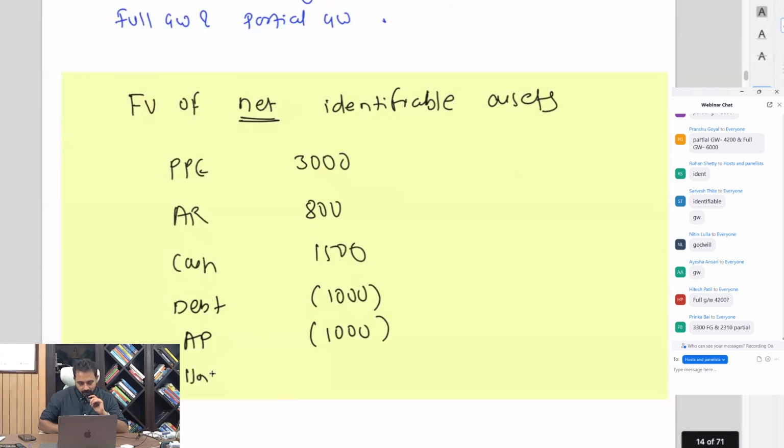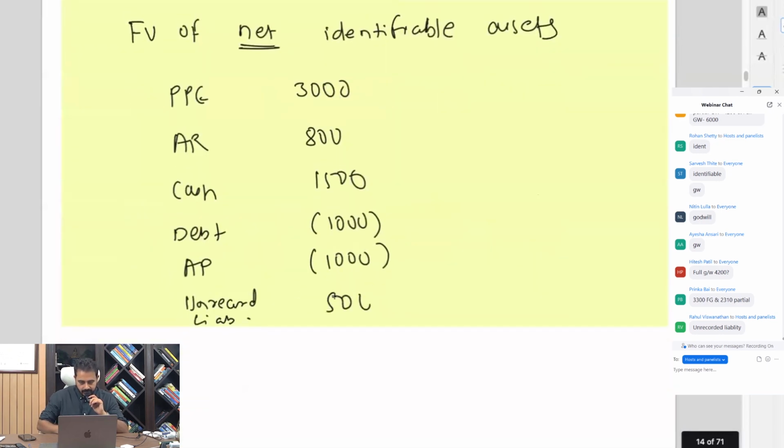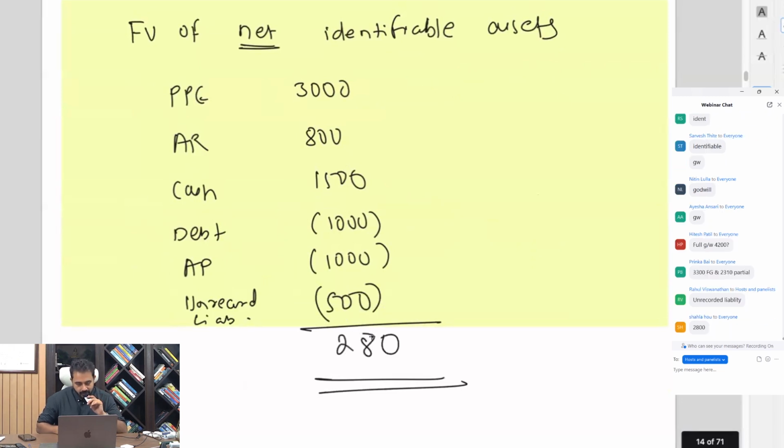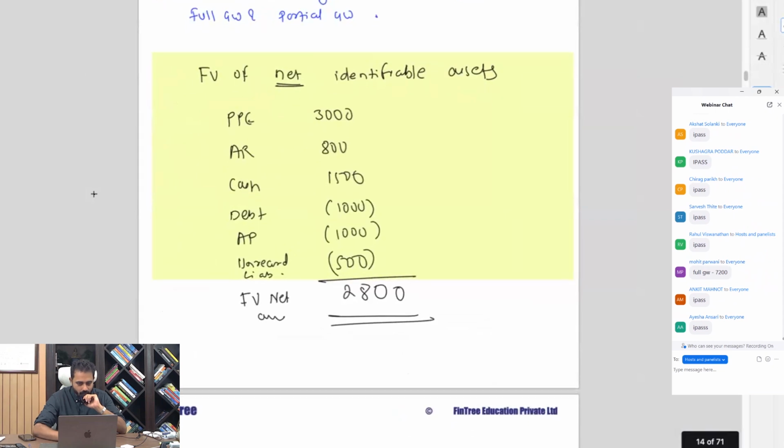Yes, the unrecorded liability, right, towards employee comp. How much was that? 500. All right, and then once I take a total of this, help me out, how much? 5,300 minus 2,500, how much? 2,800. 2,800, this is the fair value of net identifiable asset. How many of you got this part right? Okay, good. So if you got this right, then more or less, I think this question gets solved here itself.